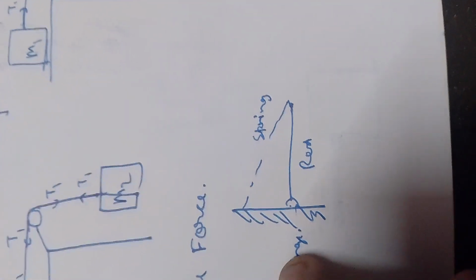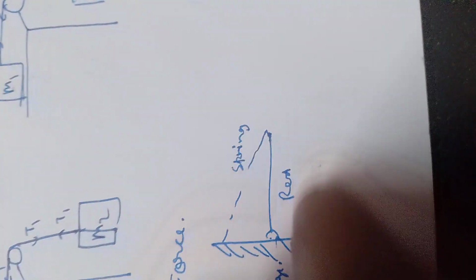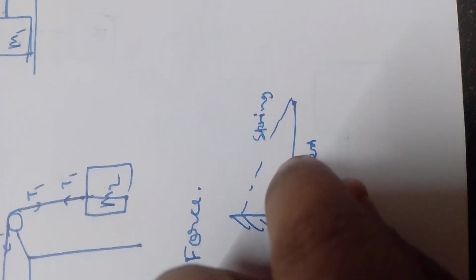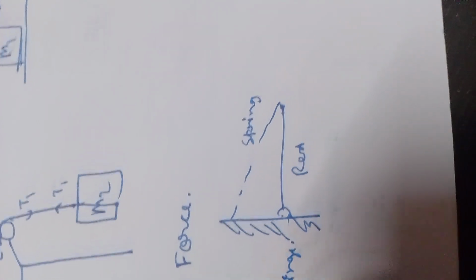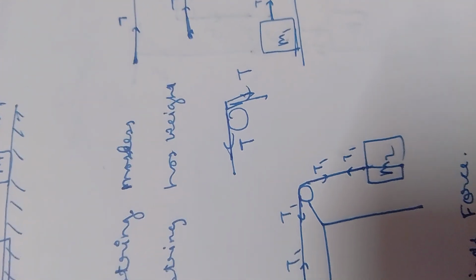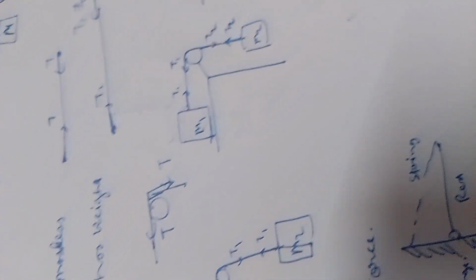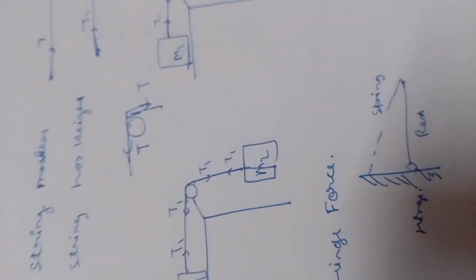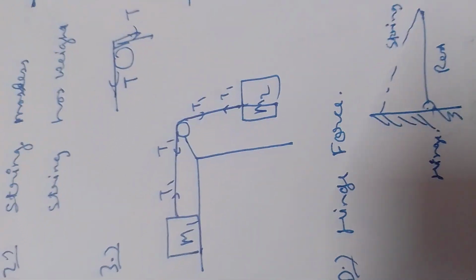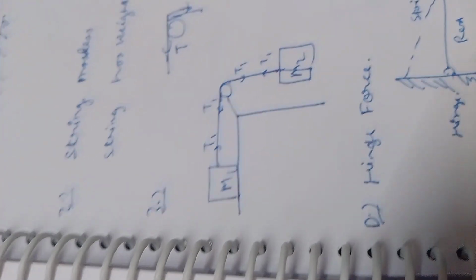The next type of force we see here is hinge force. This is the wall, this is the hinge, this is the rod. The hinge applies a force on the rod. This is called the hinge force. There are two methods of finding the hinge force: either you find the horizontal and vertical components of the force, or you find the magnitude and direction of the force.